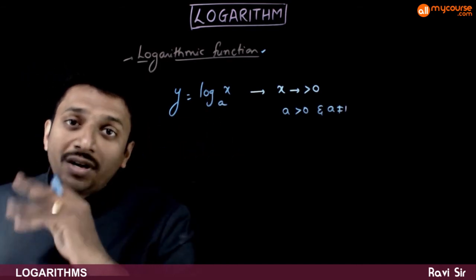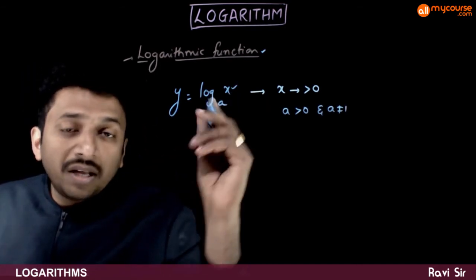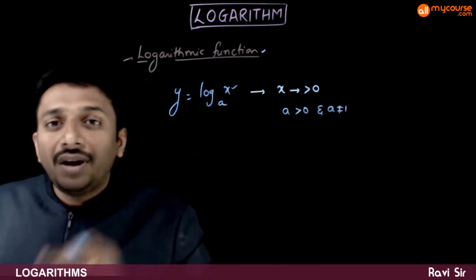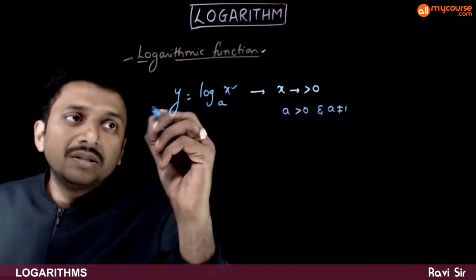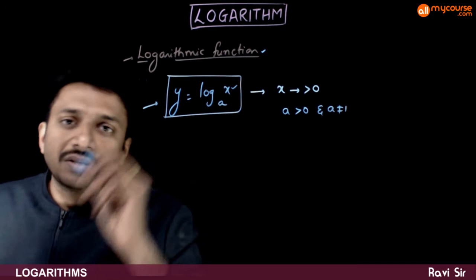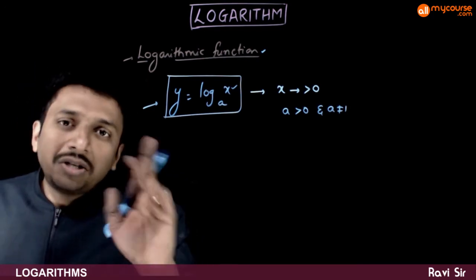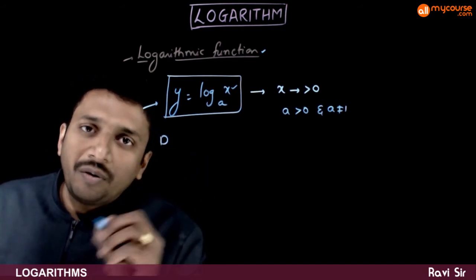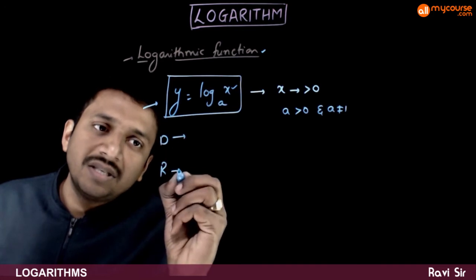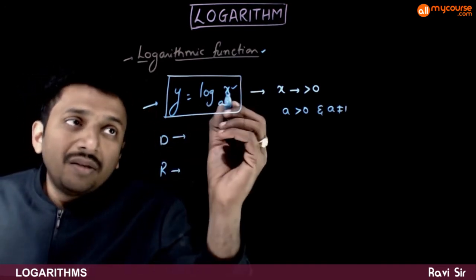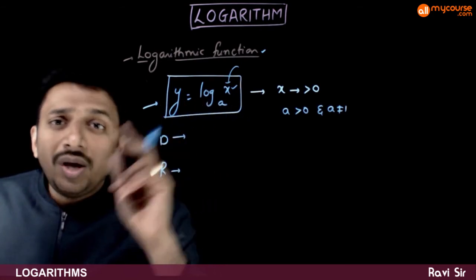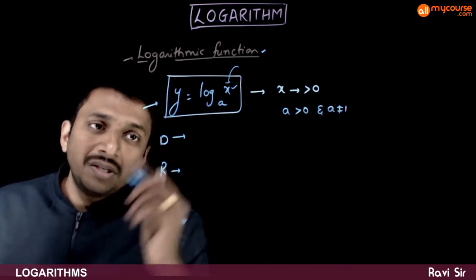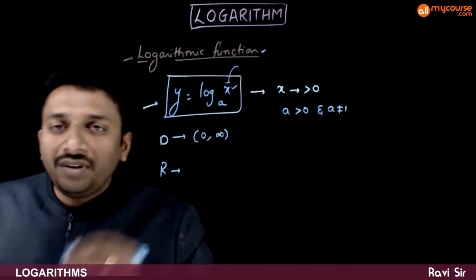Why this happens we have already seen before. The argument inside log has to be positive and the base has to be greater than 0 and not equal to 1. So y is equal to log x to the base a is called the logarithmic function. What should you understand about the logarithmic function? First, whenever I talk about a function, you need to understand the domain and range of this function. The domain is nothing but the values of x that can go inside the log function. We have already seen the values of x have to be greater than 0. So the domain is open 0 to infinity.